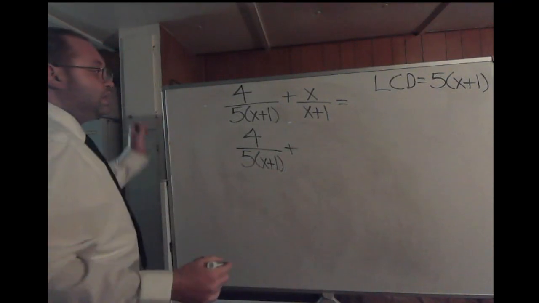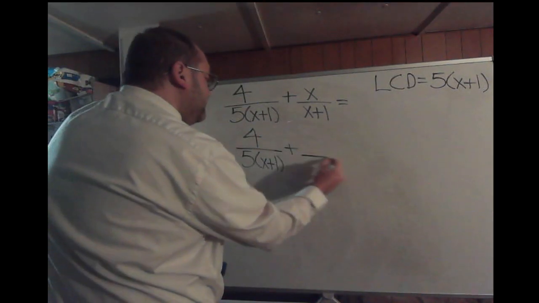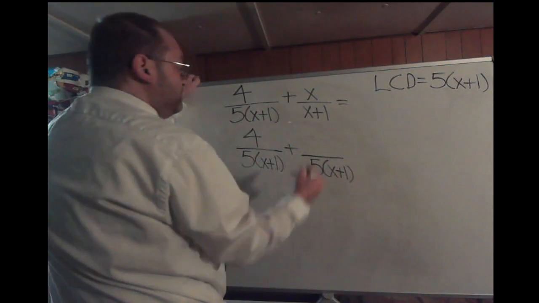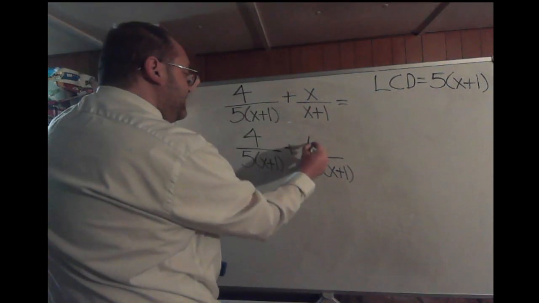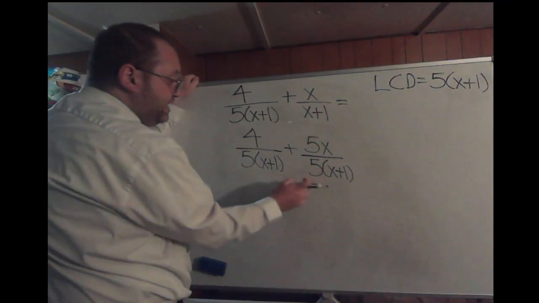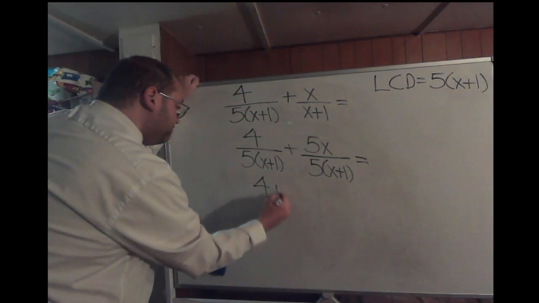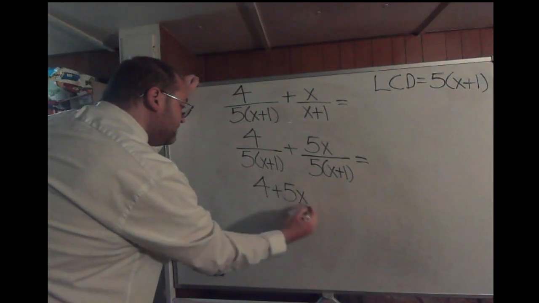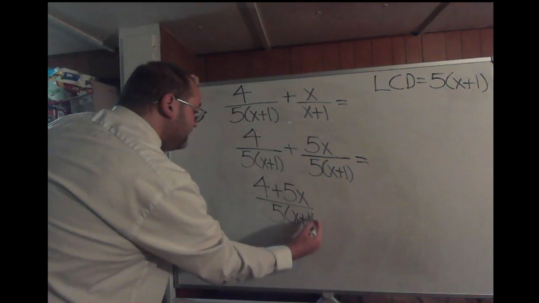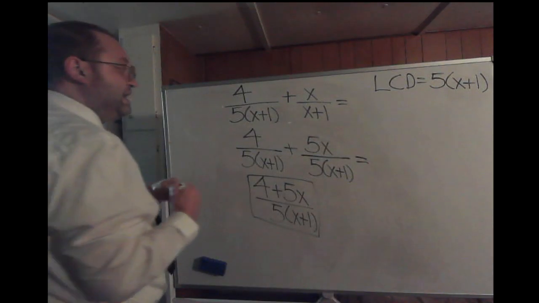Plus now, we need to make x plus 1 5 times x plus 1. You're just going to multiply that by 5. You would get 5 times x plus 1, which means you got to multiply the numerator of x by 5. That would give you 5x. Now we have the same denominator of 5 times x plus 1. We can go ahead and add these up. You would end up getting 4 plus 5x all over 5 times x plus 1. And these don't factor any further, so there's your answer. You get 4 plus 5x all over 5 times x plus 1.